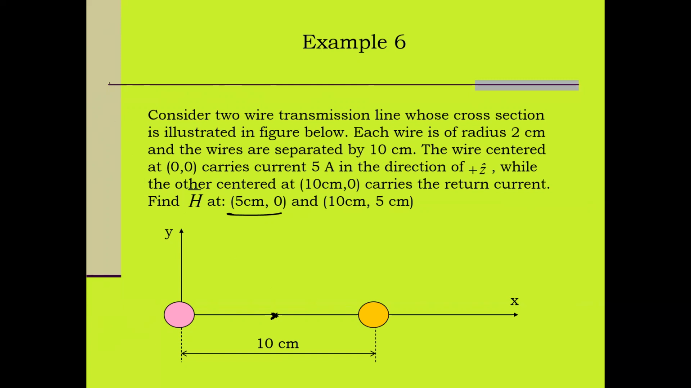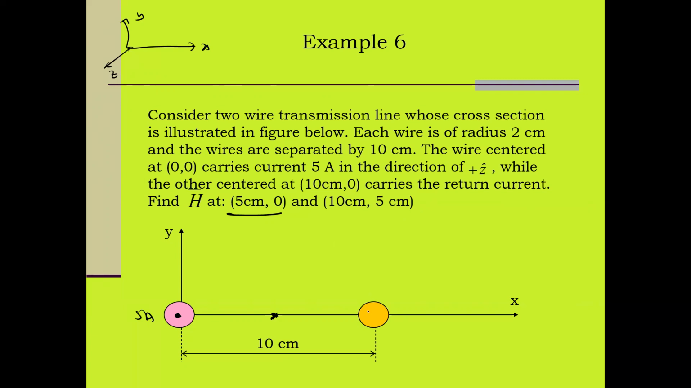Based on this diagram, we have the X direction, this is the Y direction, so Z should be in this direction supposedly. Okay, so we can see that the current is in a positive Z direction. So this will be the current direction. Yeah, the positive Z. We have 5 amperes, whereas at 10 centimeter, 0, it carries return current.